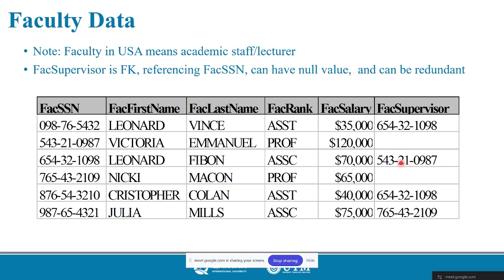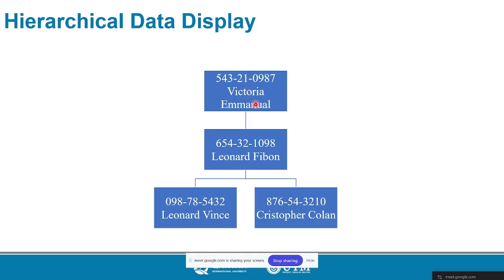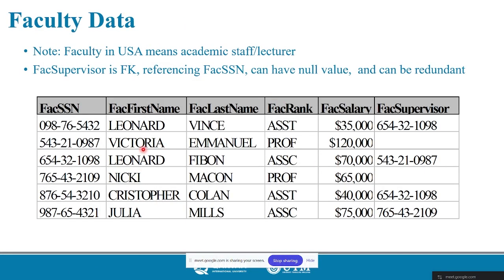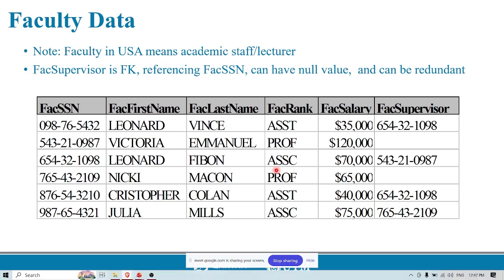You may ask me, why is this the relationship? Because you see that the serial number for Victoria became the foreign key for this. So it means that Victoria Emanuel is the supervisor for Leonard Fibin. And we know this: she is a professor and this person is an associate professor. So it makes sense.